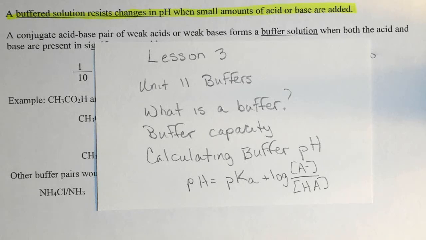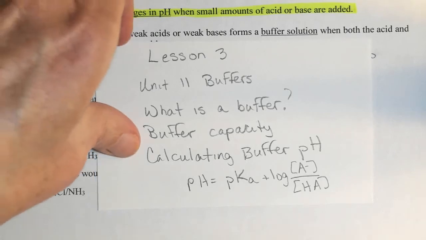Lesson 3, Unit 11, Buffers. We'll be looking at what is a buffer, buffer capacity, and calculating buffer pH using pH equals pKa plus log A minus over HA.